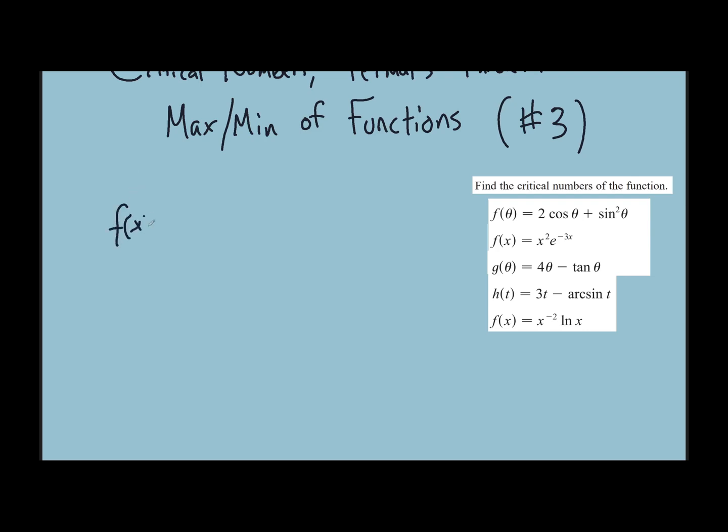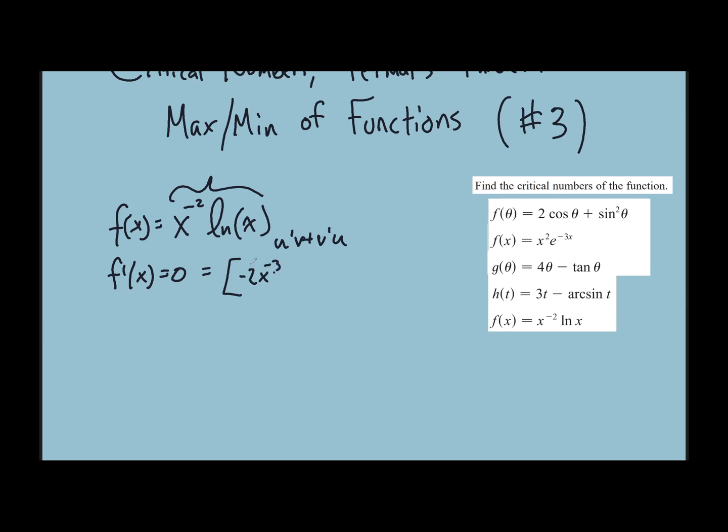Last problem, f of x equals x to the negative 2 ln of x. Well, what is this? How do I find a critical number? You take the derivative and set it to 0. Well, these are two multiplied functions of x, so that's going to be a product rule, u prime v plus v prime u. Let's just worry about the next step. U prime is negative 2x to the negative 3 times ln of x. That's ugly. Plus 1 over x, I like that better, times x to the negative 2.